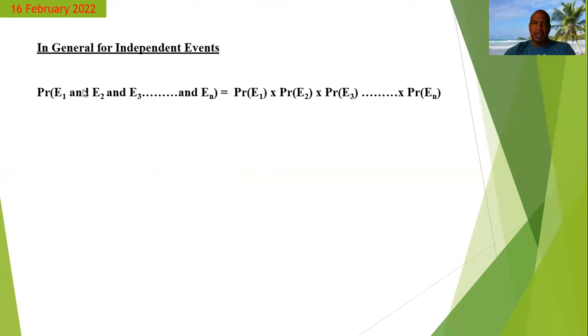situation. So we have a general formula for independent events. So for independent events, where we have event 1, event 2, event 3, up to as far as event n, where event n can be any number, to get the probability of these events, being that they're independent of each other, we just find the product of all the probabilities together.